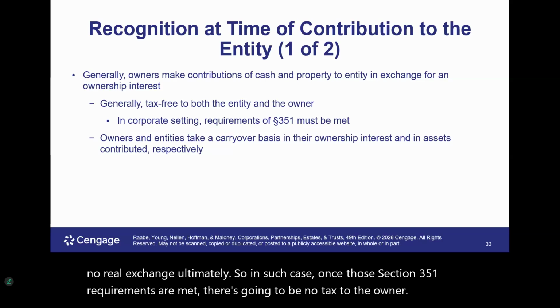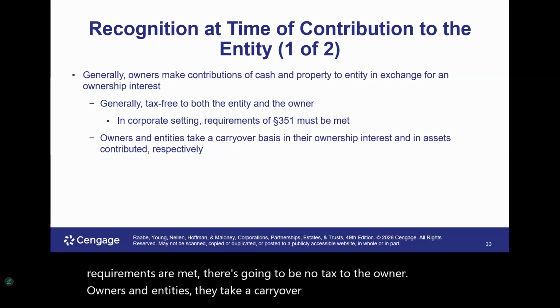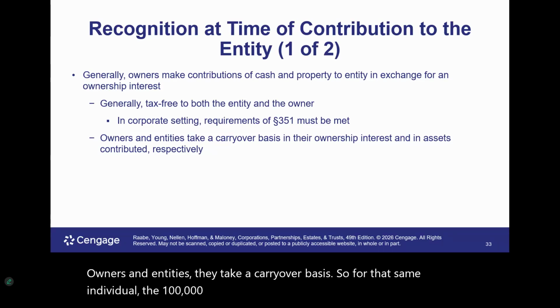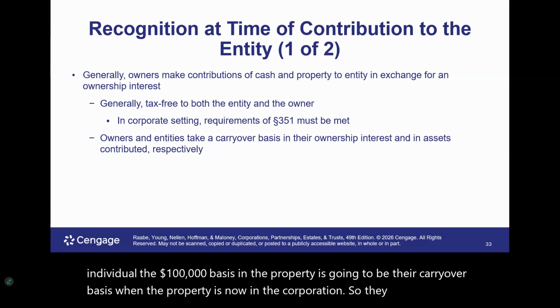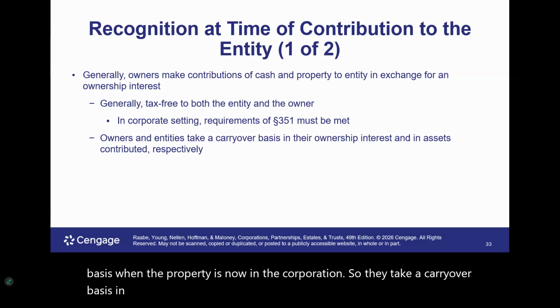Owners and entities take a carryover basis. So for that same individual, the $100,000 basis in the property is going to be their carryover basis when the property is now in the corporation. So they take a carryover basis in their ownership interest and in assets that have been contributed, respectively.